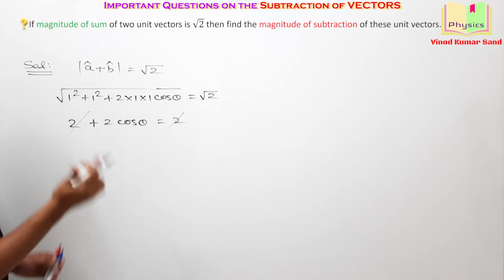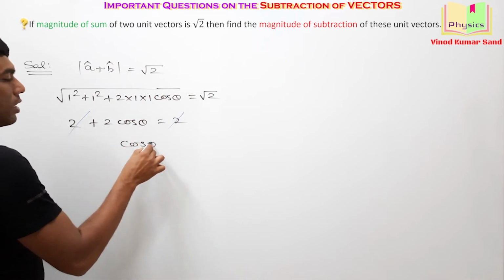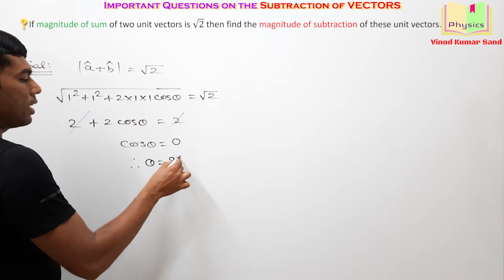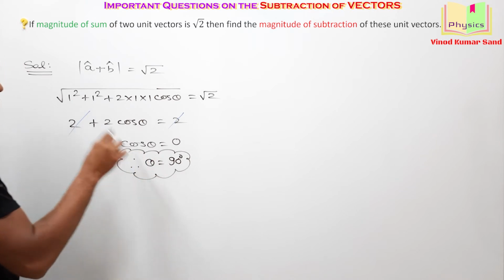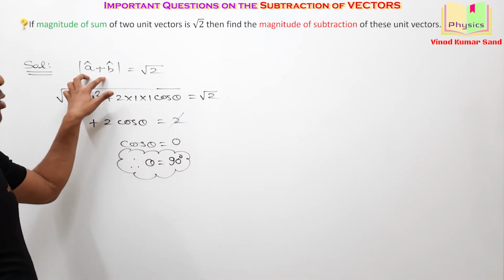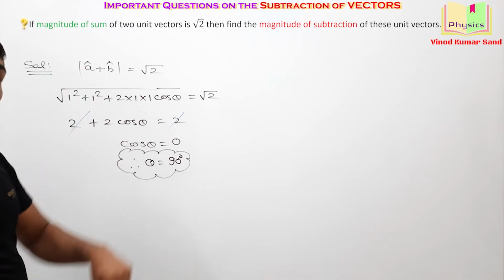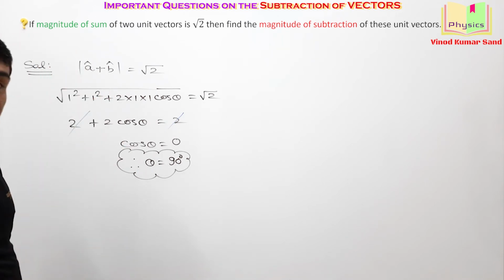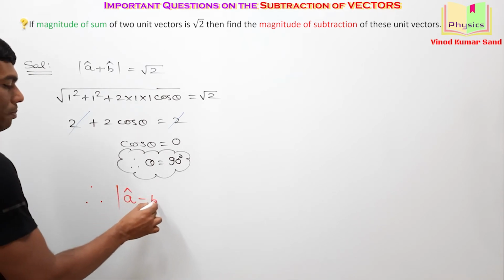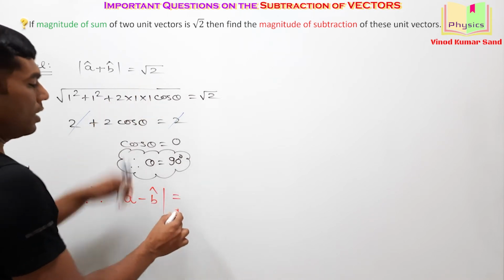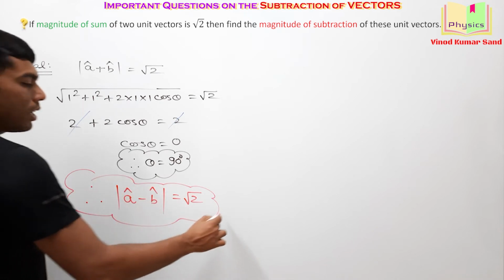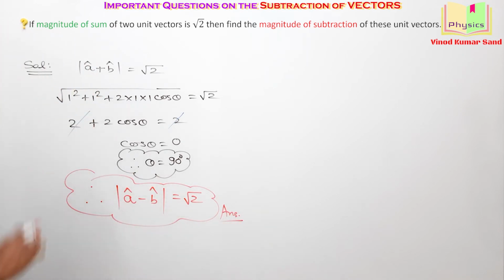If you remember, earlier we have seen that calculation. The cos theta comes out to be 0. Therefore, theta should be 90 degree. If theta is 90 degree, then mod of a cap plus b cap and mod of a cap minus b cap are actually equal. So directly I can write the result here. Mod a cap minus b cap must come out to be root 2. That should be the final answer. But if you wish, I can prove it also.